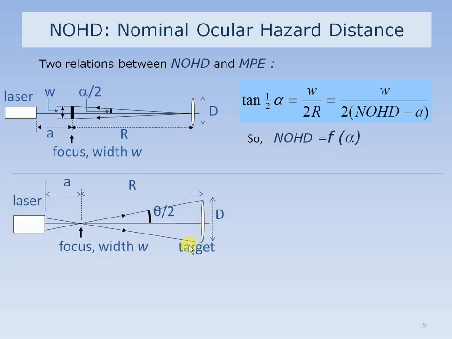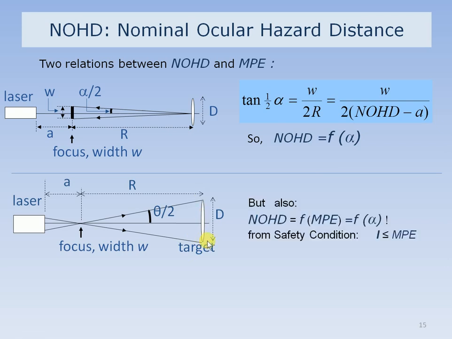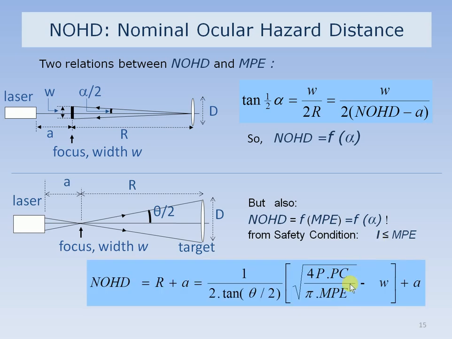And the second one is the expression with the MPE, as we have seen before. And this means that the NOHD is also a function of the MPE, the maximum permissible exposure. And that is a function of alpha from the safety condition. And here we had that NOHD expression. So we have two expressions for the NOHD and the MPE. And this means that we need an iterative approach.